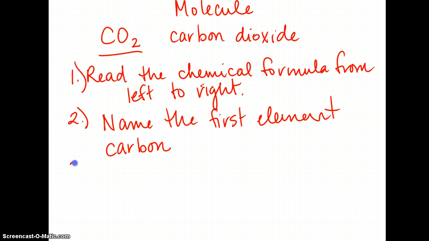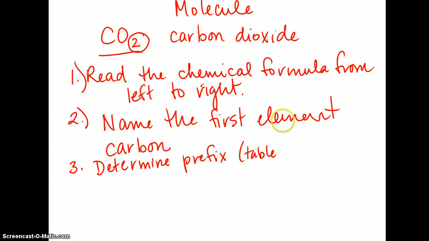And then next what you do is look at the number of the second item, or the second element. So determine prefix. And this is on your table 4.3. And under 4.3 it says 2 should be called di. All right, so if you take a look at that, you'll see that. So that means we start our second name with di.